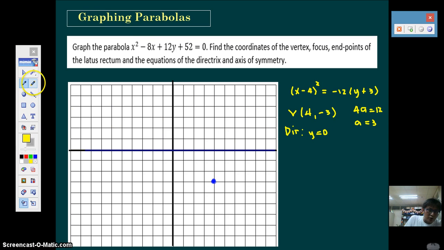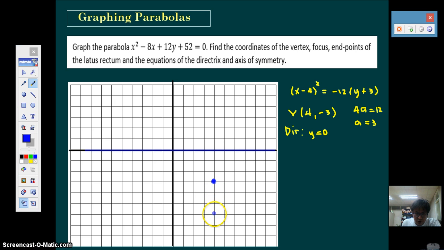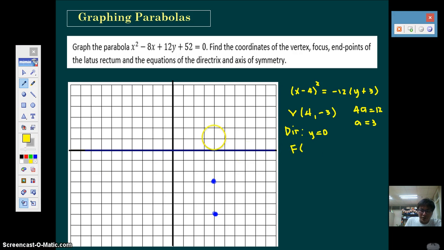Now let's locate the focus. The focus would be a point that is below the vertex and also 3 units away. 1, 2, 3. So here's your focus. Coordinates: notice that the vertex and the focus have the same x-coordinate. So just copy the x-coordinate of the vertex, and then you move 3 units below negative 3. That will be negative 4, negative 5, negative 6. Or simply subtract: negative 3 minus 3 is negative 6.